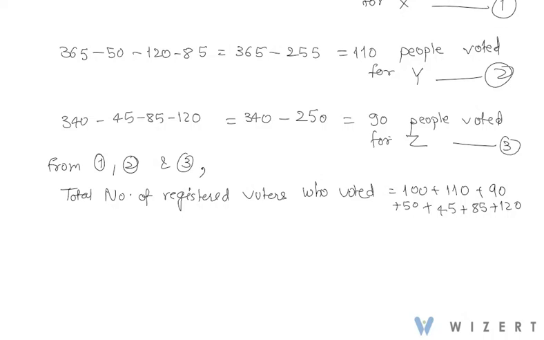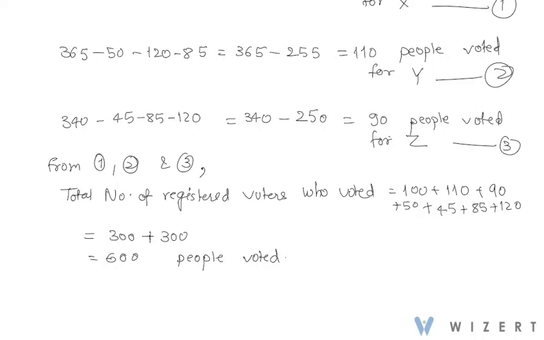So that is equal to, the first 3 addition is 300, plus 85 plus 45 is 130. 130 plus 120 is 250. 250 plus 50 is 300. So that is equal to 600 people voted.